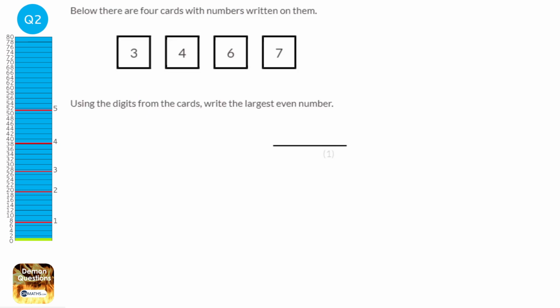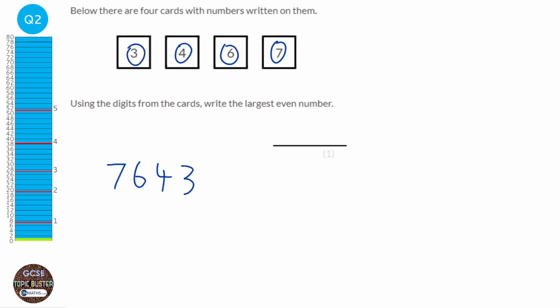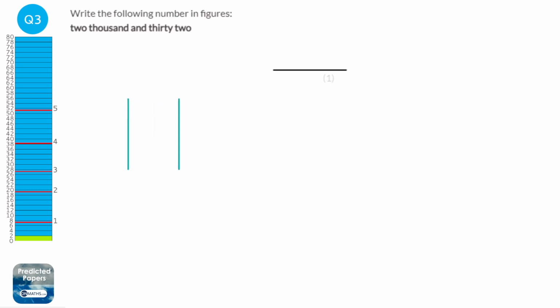For us to create the largest number, we need to pick the biggest digits for the start of the number. So the biggest digit is 7, then 6, then 4, then 3. But the question says it wants the largest even number, so we need to swap the last two around to make sure that it is even. So our answer is 7,634.